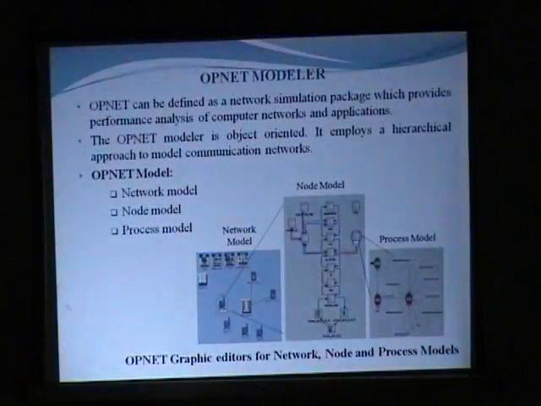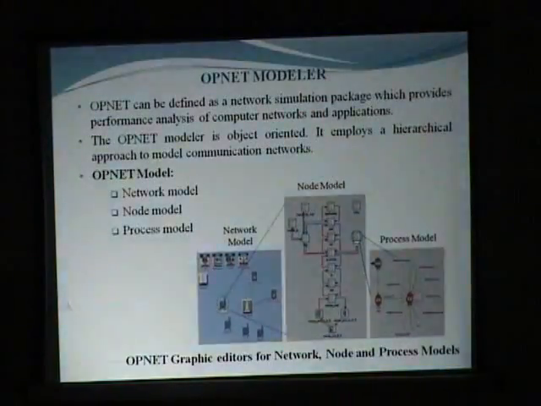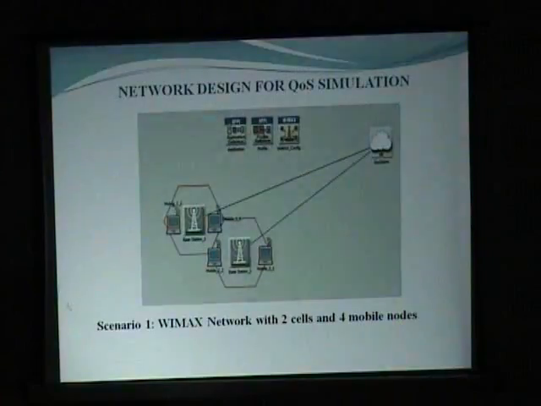OPNET modeler. OPNET can be defined as a network simulation package which provides performance analysis of computer networks and applications. The OPNET modeler is object-oriented. OPNET modeler has three types: network model, node model, and process model. Network model consists of links, nodes, and subnets. Node model specifies objects in the network domain. Process model specifies the objects in node model.